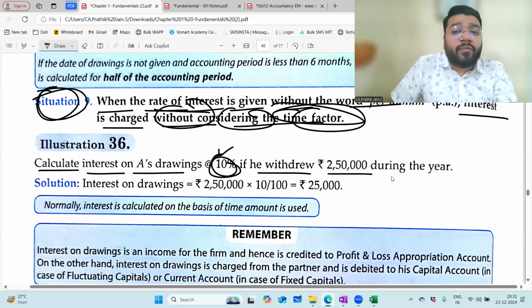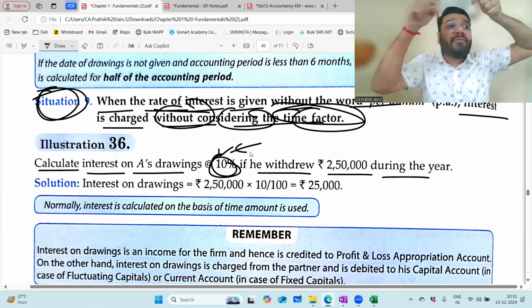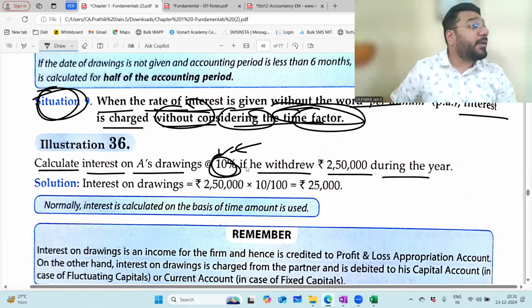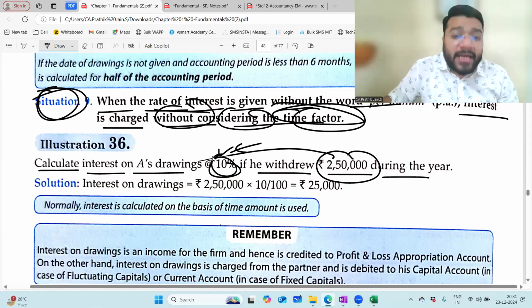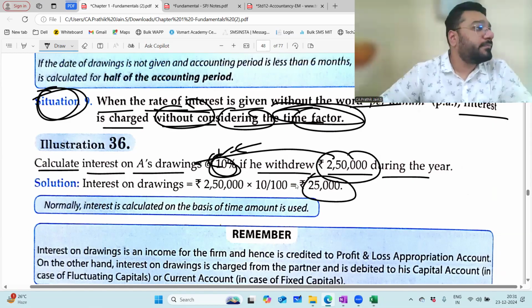Calculate interest on drawings at 10%. If he has withdrawn 250 during the year, 10% is given. The word per annum is not given. It means that the original interest rate on a per annum basis has already been multiplied by the time factor, and then this 10% is given. So how will you calculate the interest on the total drawings? Just multiply by the interest rate, and you'll get the interest on drawings.